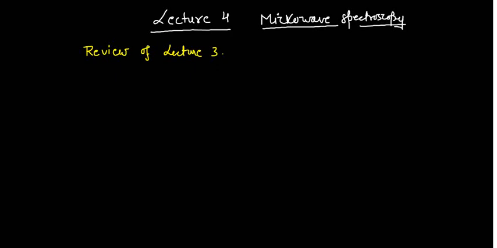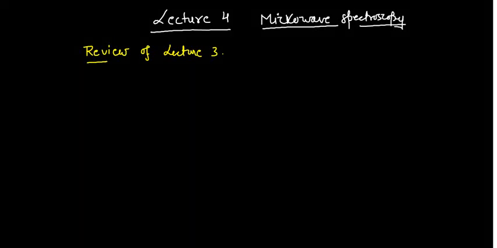But before going into the details of the content of lecture 4, I want to give you a review of what we have done so far in lecture 3. If you remember, in lecture 3 I discussed the selection rule for rotational spectroscopy, that is for microwave spectroscopy, which according to the Schrödinger wave equation was delta J equals plus minus 1. After that I discussed the relative intensities of the spectral lines.